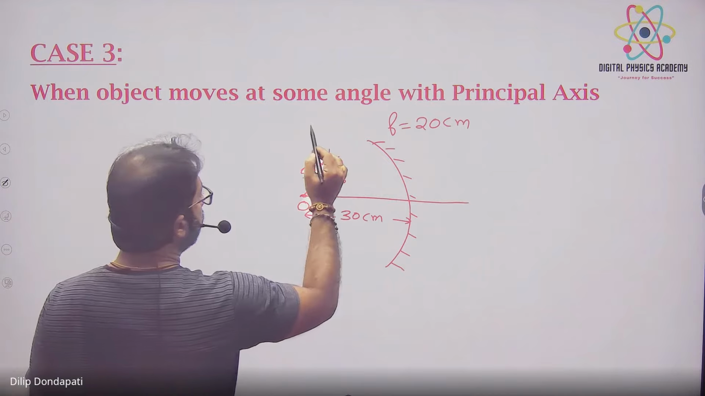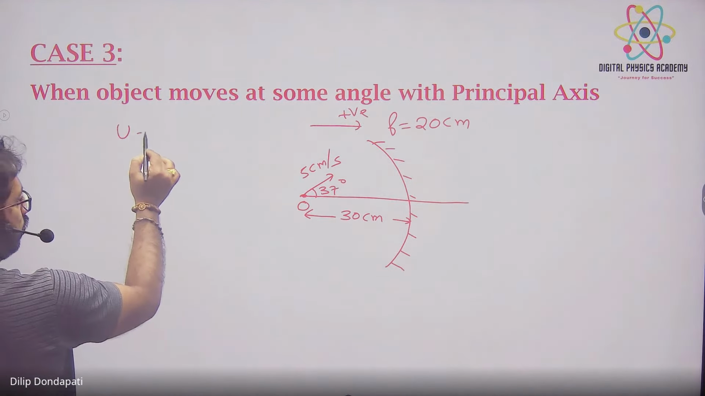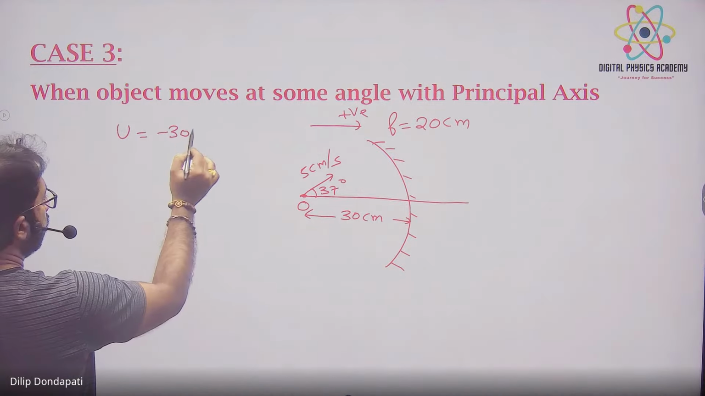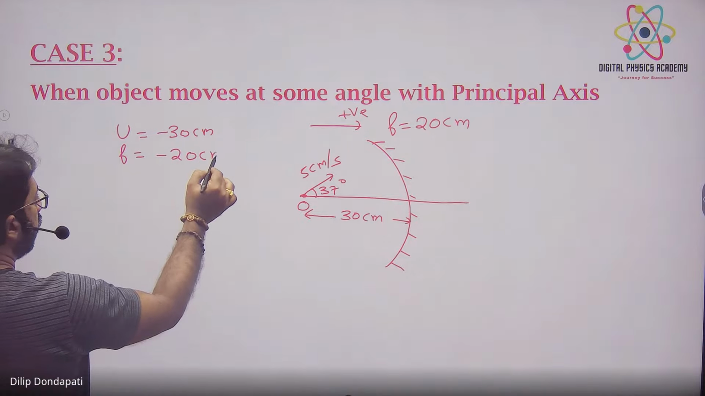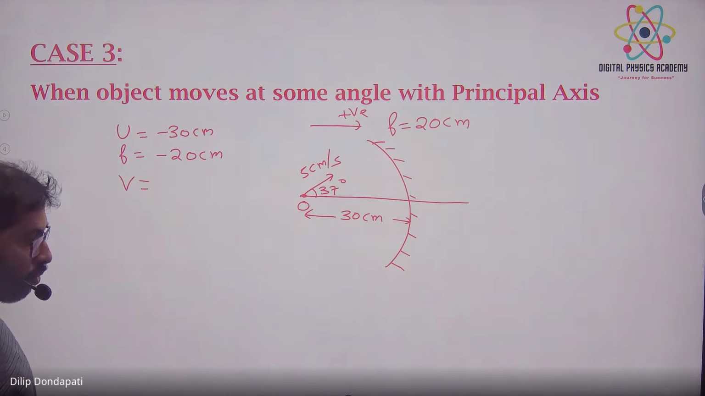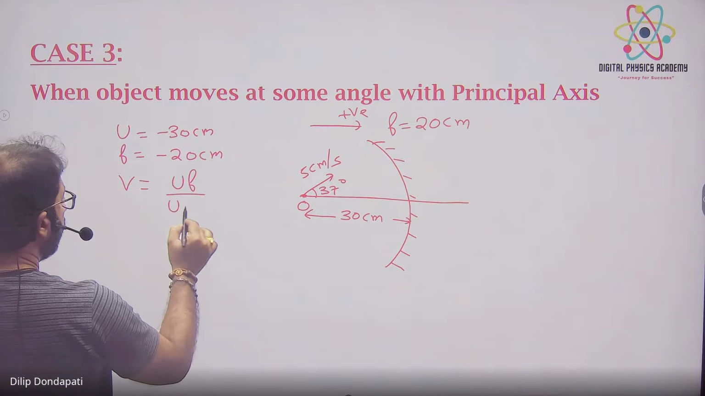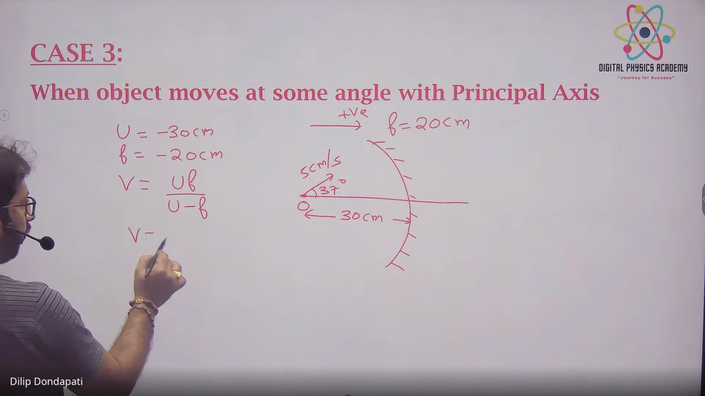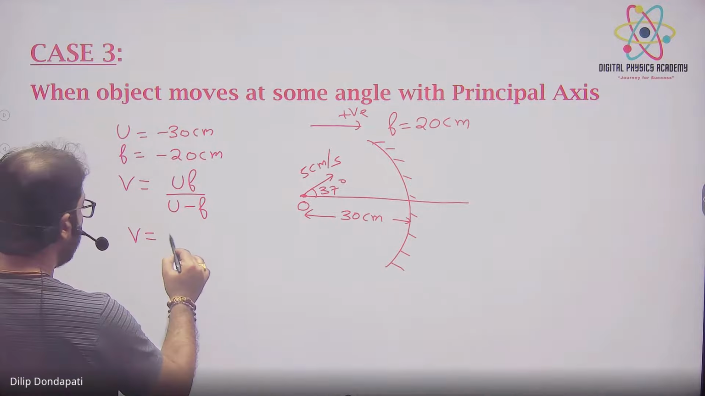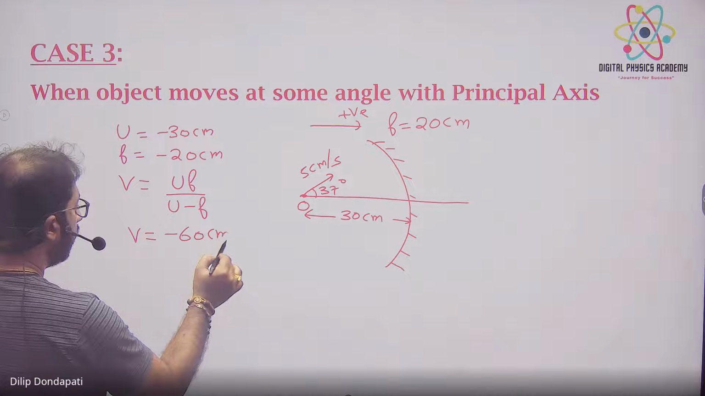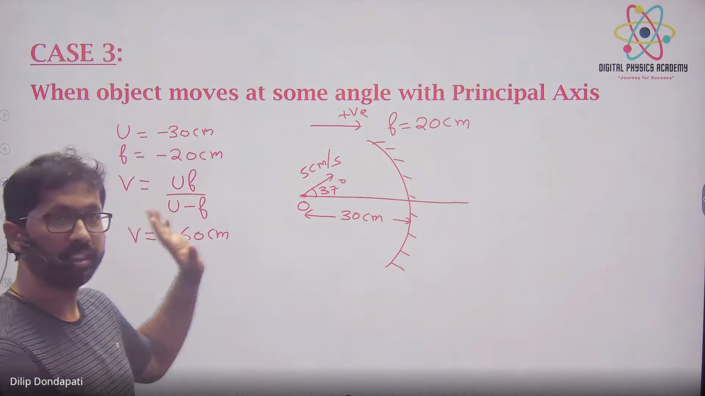So this direction is taken as positive. So u is how much? Minus 30. F is minus 20 centimeters. And find v. uf by u minus f करके. Mirror में uf by u minus f. And find v. Minus 60 centimeters. Okay. ये वाला क्या है? Image distance है. V is not a vector form, image distance ऐसे याद रखो.